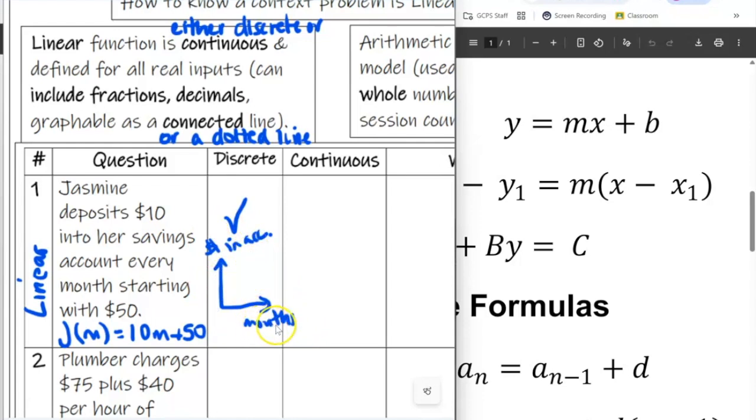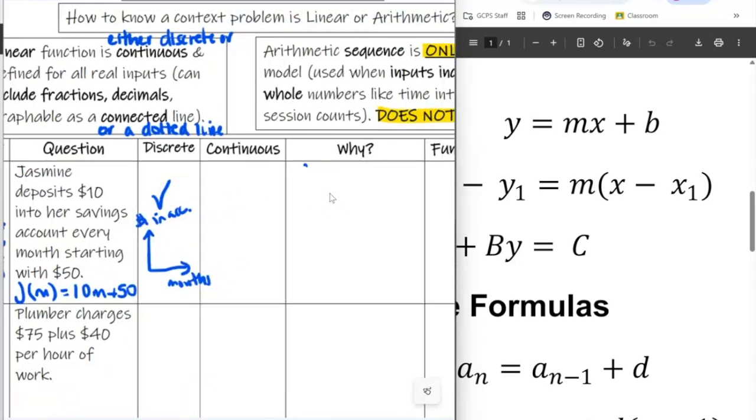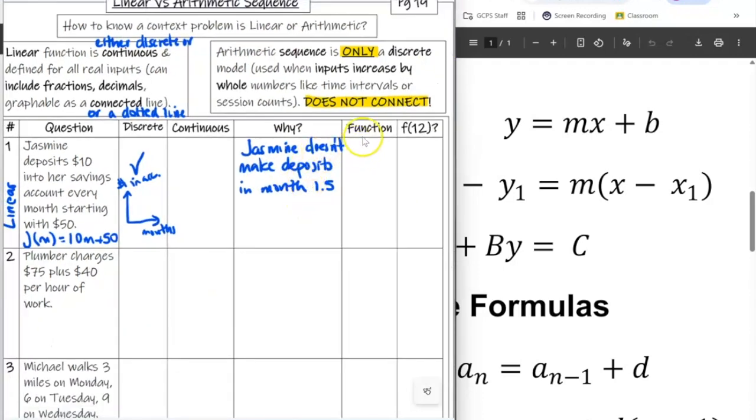If months could work to where it could be decimals, then I would check the y-axis and see if the money in the account was discrete. But since months is already discrete, I'm going to stop right there. Why is it discrete? Jasmine doesn't make deposits in month 1.5. Okay, just something like that. That's fine. All right, so what is my function?